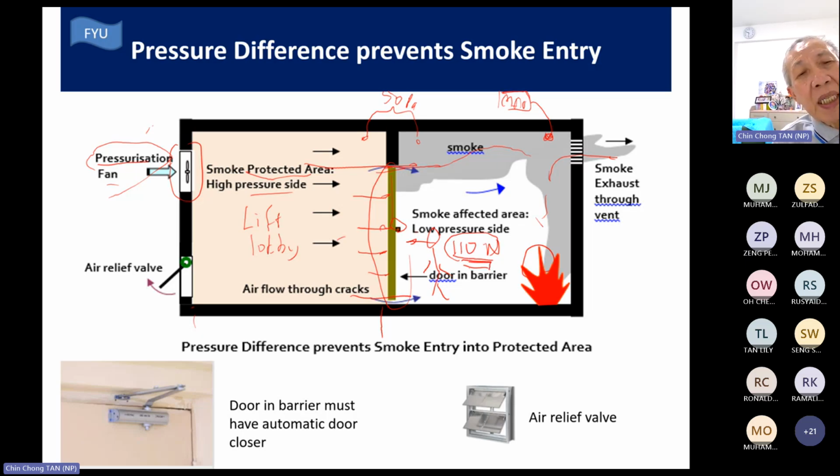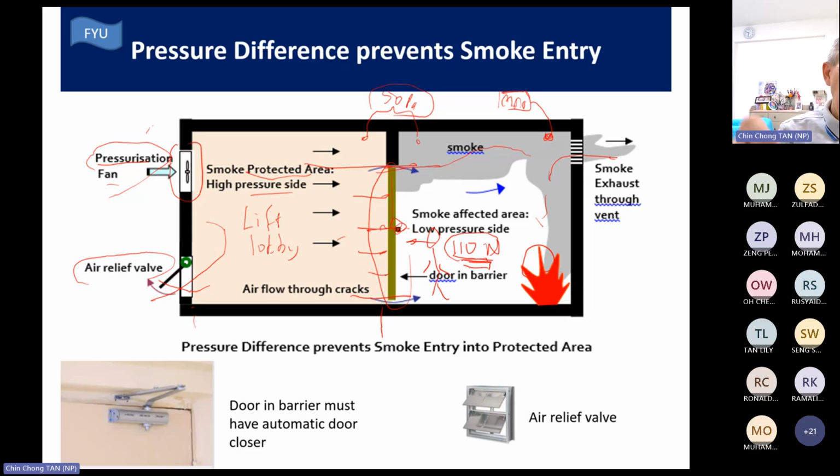110 newtons is a limit set by the civil defense. Of course, the civil defense borrowed it. This research was done by the British. They did a lot of research and then they came up with this figure. So your force on the doorknob should not exceed 110 newtons. Why? Because the weak person, like the elderly and children, will not be able to come in. So if the pressure is too great, what will happen? There's an air relief valve here. It should open, allow air to go out so as to keep the pressure within 50 pascal.